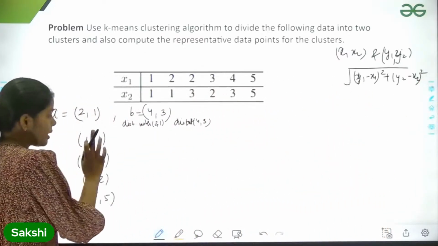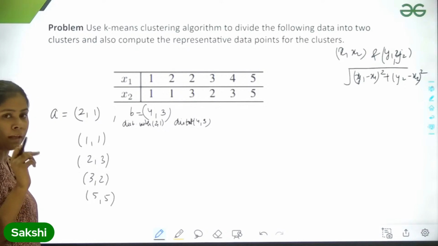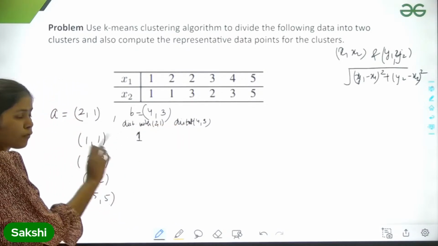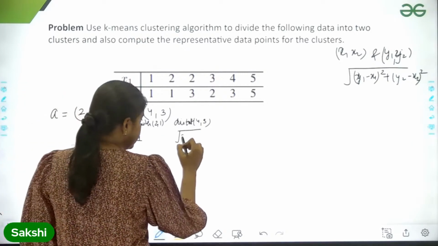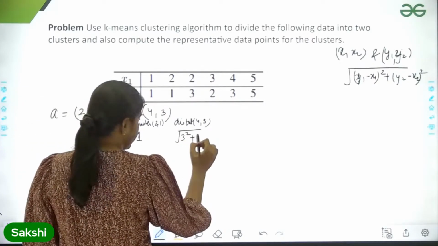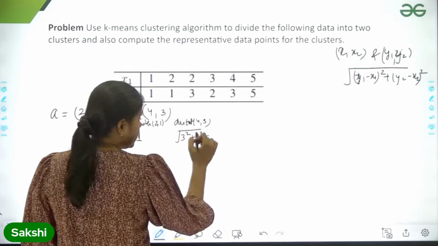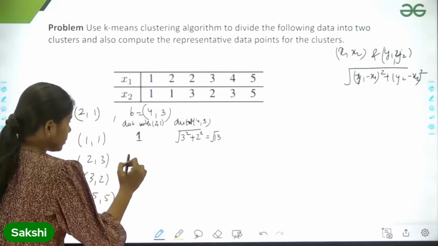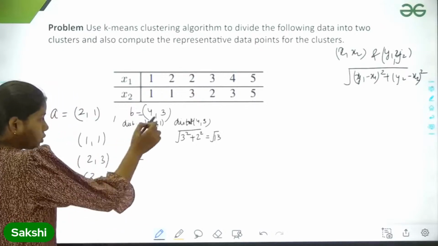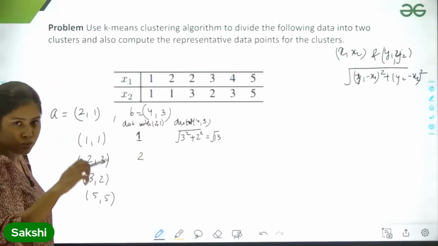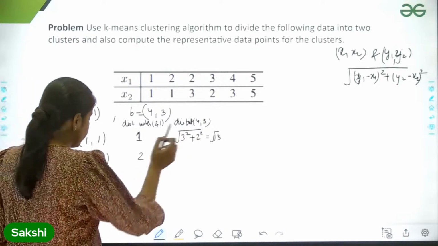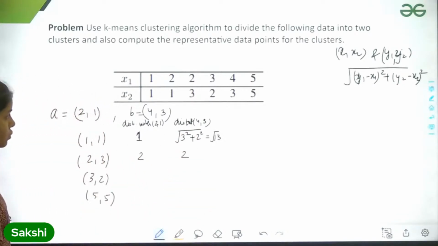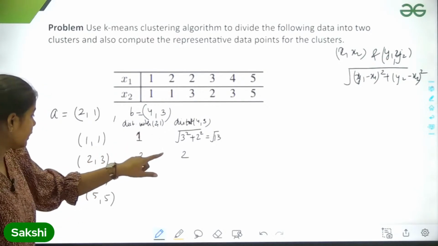So let's see, 2 minus 1 square and 1 minus 1 square, that means square root of 1, so we'll get a distance of 1 unit. And for 4 comma 3, it is square root of 3 square plus 2 square, that is 9 plus 4, square root of 13. Now for 2 comma 3: 2 minus 2 is 0, 3 minus 1 is 2, 2 square is 4, and square root of 4 is 2. Similarly here 4 minus 2 gives 2, so we get a distance of 2.